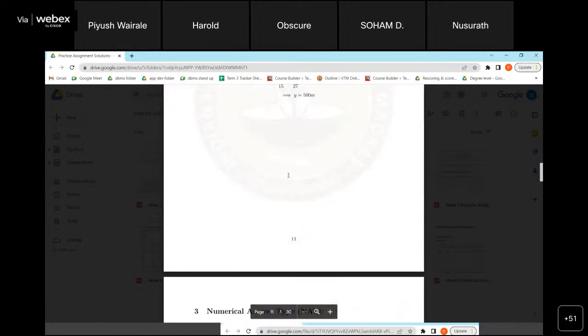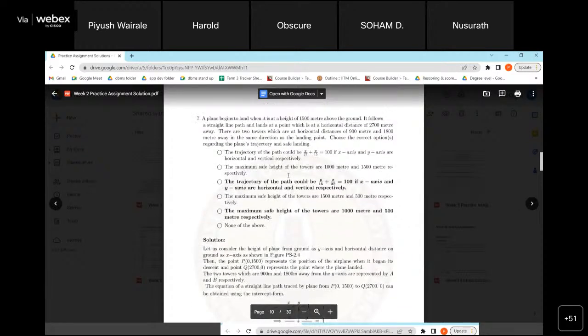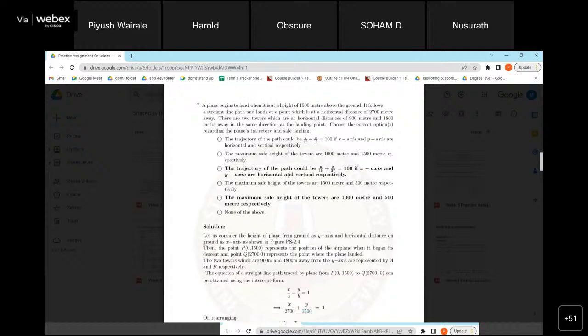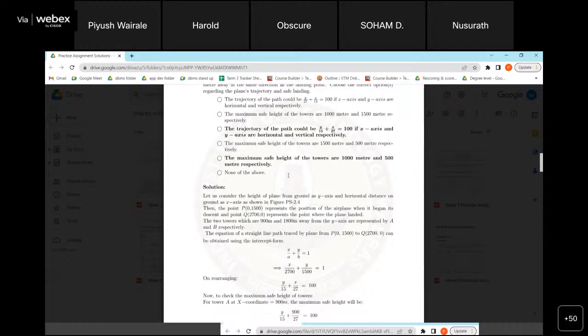Okay, what is the question? Let me see. A plane on the side of 1500 above the ground, for the straight line path, lands at a point at a distance of 2700 meters. And then there are 2 towers. So this is the correct option.